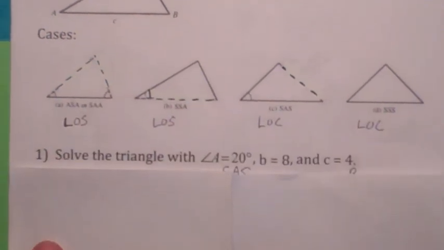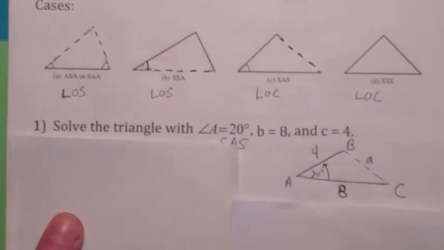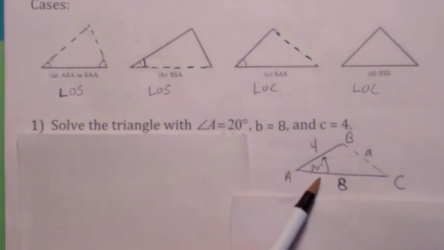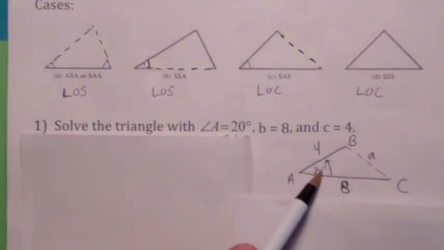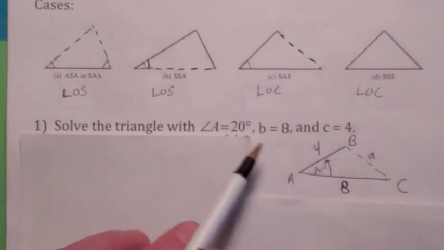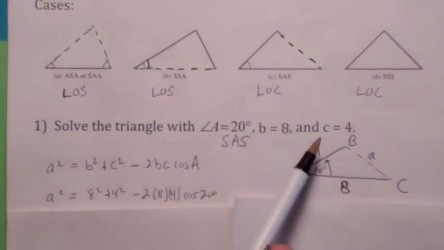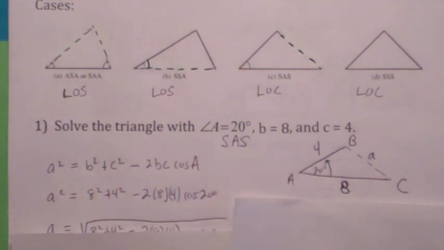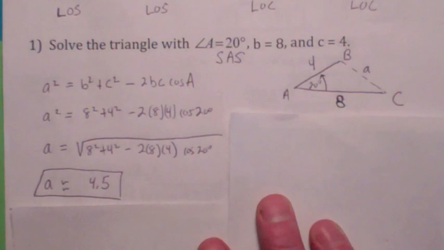Alright, so here we go. Suppose we have angle A is 20 degrees, b is 8, and c is 4. So the picture looks kind of like this. Notice you don't have the side opposite this. What you have is the included angle between these two sides. So use the law of cosines. You'd say a squared equals 8 squared plus 4 squared minus 2 times 8 times 4 cosine 20. When you solve for a, make sure you're in degree mode. You get a is 4.5.